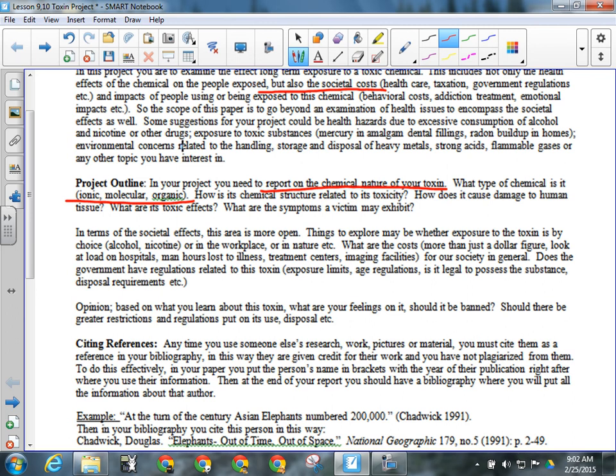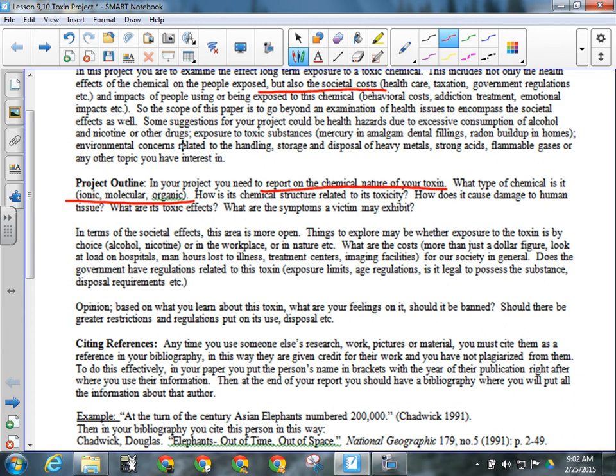How is its chemical nature related to its toxicity? What is it about it that is bad for you? Does it have a certain type of reaction with certain parts of your body? For example, carbon monoxide bonds to hemoglobin, and then the hemoglobin can't absorb and hold on to oxygen, and you eventually just asphyxiate, because you can't get the gases passed around to all the tissues that need it. Things like that. So how does it work?